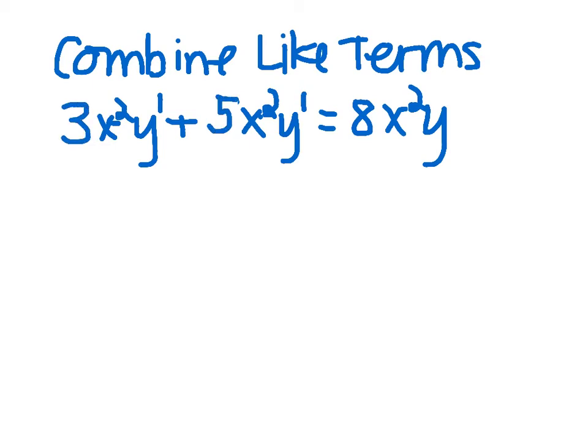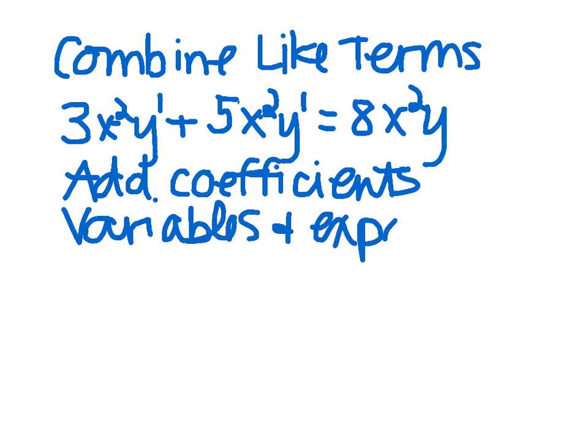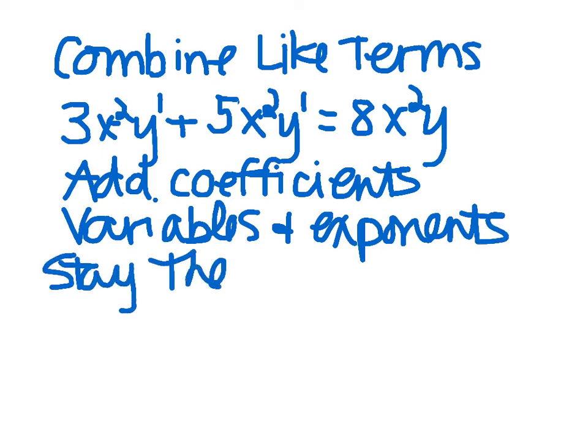We know these are like terms, so just like before, we add the coefficients, or subtract the coefficients if it's subtraction, and the variables and exponents stay the same. So this is combining like terms. Notice that first you have to identify if they are like terms. You can only combine like terms. If they're not like terms, don't add them.